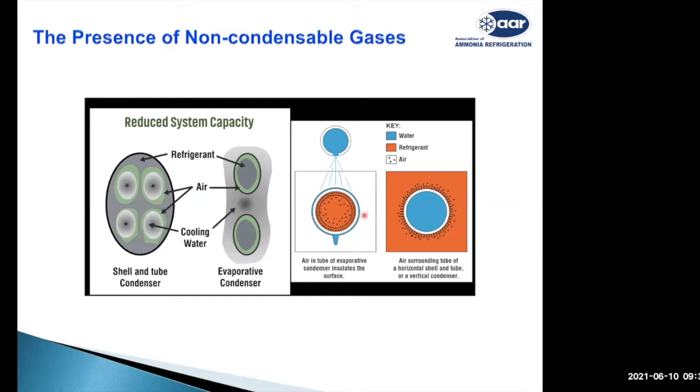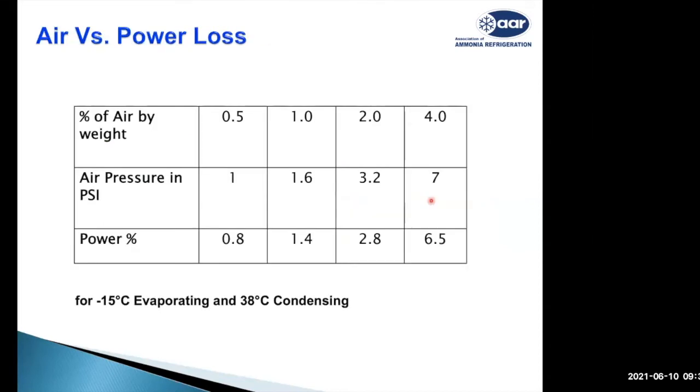You can see here the air gets accumulated. These two are actually similar pictures showing the different constructions of the tube. This is the elliptical one, and these are the round tubes. Air gets accumulated on the outer side of the tube, or on the inner side of the tube when it is a shell and tube, and on the outer side. So this accumulation of air reduces the efficiency of the condensers.